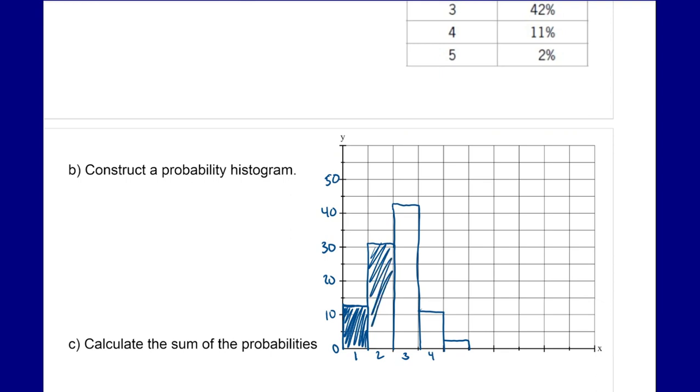So we'll briefly shade that in just to get a look at how our probability distribution is. Again, this is a distribution that shows us how the probabilities of each outcome are spread out.